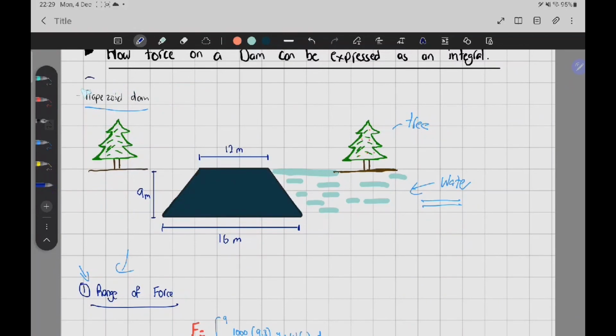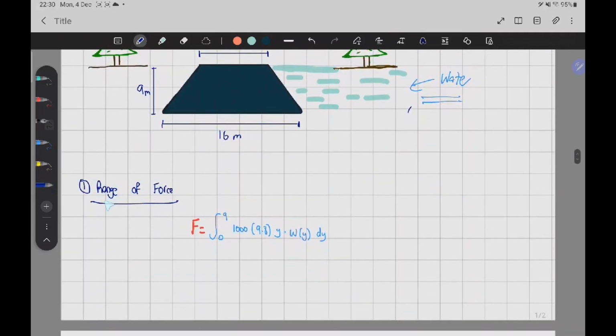We have here a trapezoid dam. The upper width is 12 meters, the lower width is 16 meters, and the height is 9 meters. As you can see, there's water here. The first step is to calculate the range of force, so we're going to use the formula again from the top.